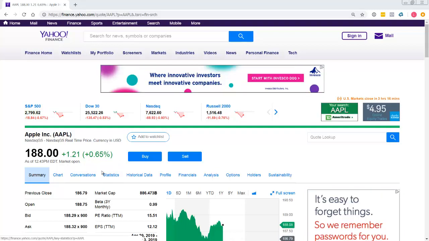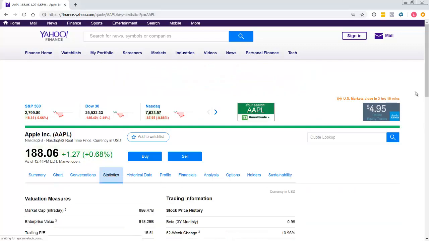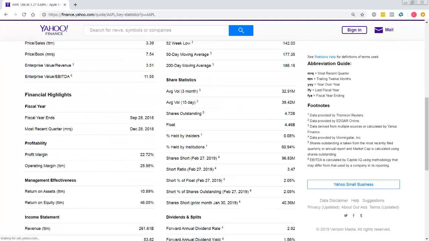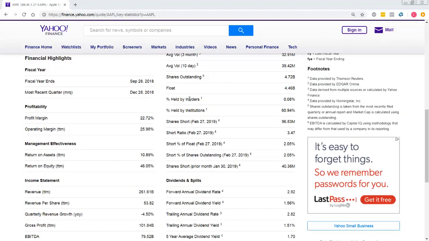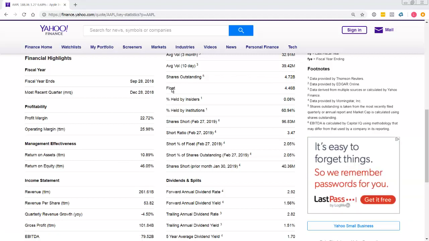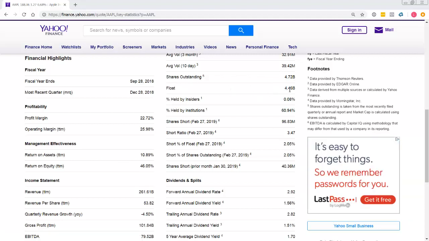And then what you want to do is go down here to statistics, right here where I'm hovering over statistics, click on that, and that will pull up the statistics, the daily stock data as far as how many shares are outstanding, etc., and we can figure out the float. So here on Apple, you can see shares outstanding, 4.72 billion shares, and then the float, those that are actually able to trade, are 4.46 billion.